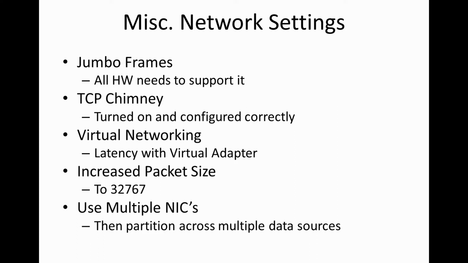Miscellaneous network settings. These are really important. You need to have jumbo frames enabled in order to process that much data, especially if you're working with very large cubes. If you're working with small cubes, not a big deal. But just remember that all of your hardware needs to support jumbo frames, and it needs to be enabled all the way from server to server, and even potentially out to an app server if you have an application that's querying it. So that includes the network infrastructure and the servers and anything in between.